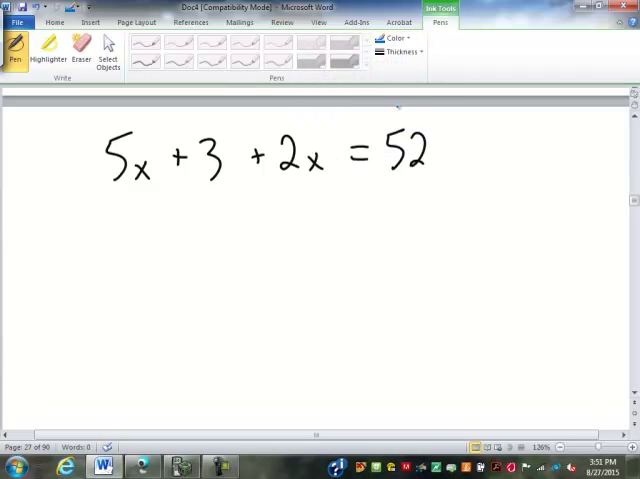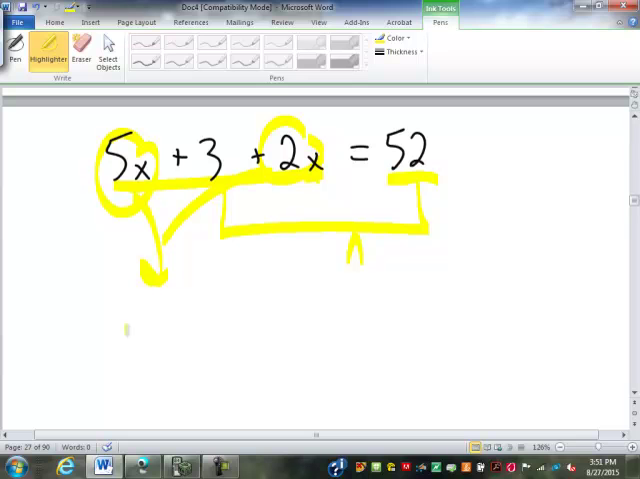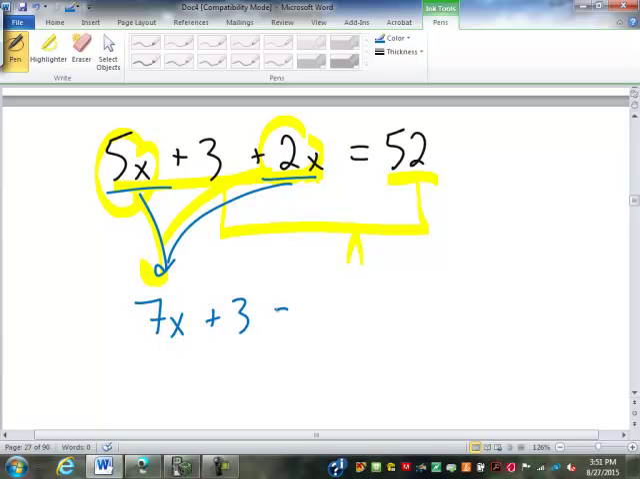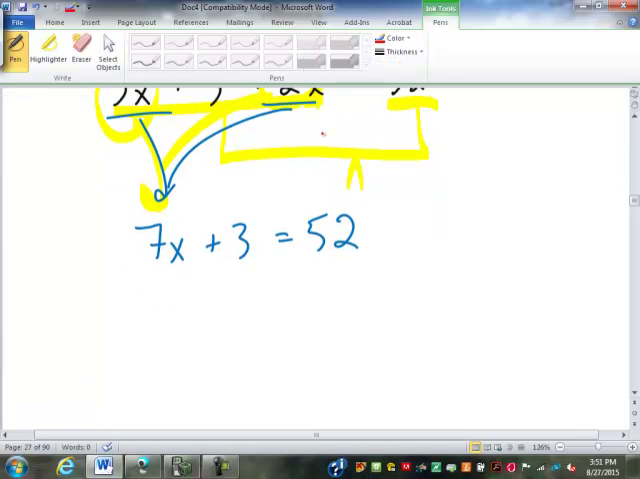something like this? This one, the x still appears twice, but what's different? They're both on the same side. Do I have to take one of them away? Yeah, if I'm thinking this in terms of that balanced scale, if they're both on the same side, I can just take them and push them together into one big pile. And it will not change how my scale balances. So 5x and 2x make 7x. Plus 3 equals 52. Then what?